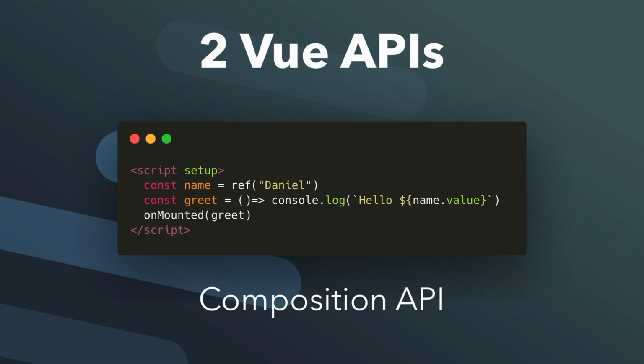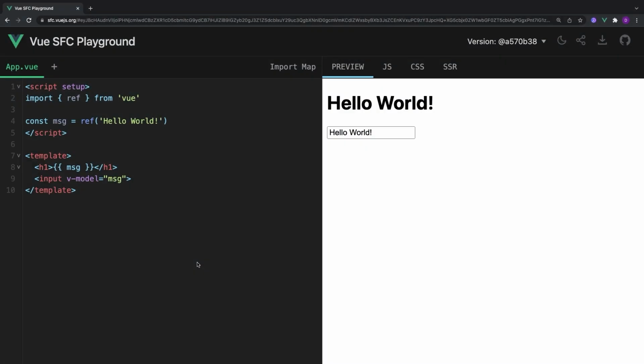So, let's get started. The best way to start learning Vue as a beginner is to use the official Vue single-file component playground, as you see on the screen here. I've left a link to it in the description below.